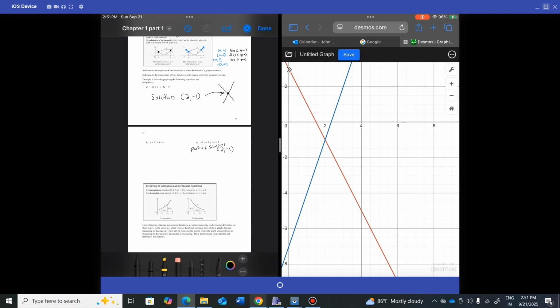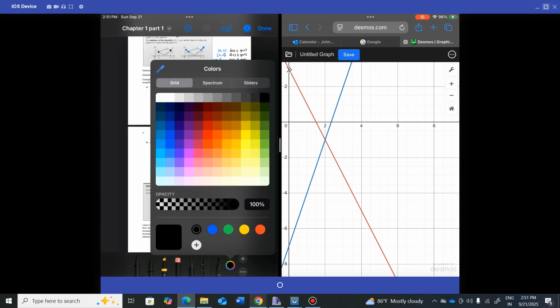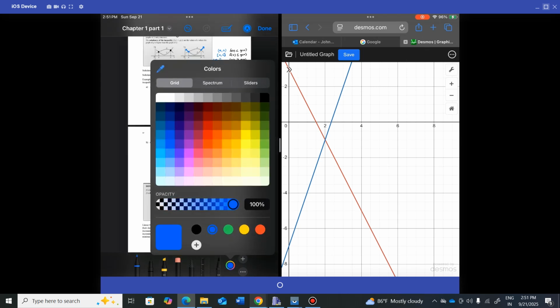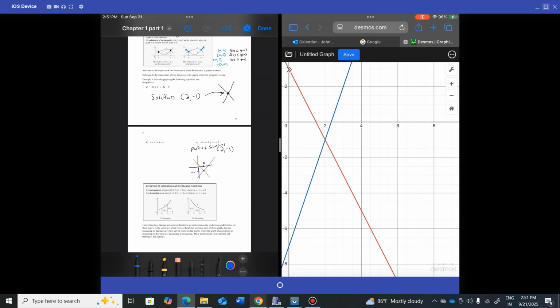So the solution here, and I'm going to graph this. This is 2, negative 1. So one line, 2 line, and everywhere here is where it's greater. The 3x minus 7 is greater. And so we will write the solution as 2, including 2, to infinity.